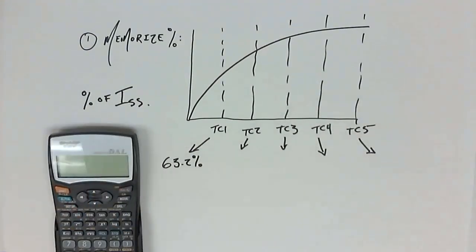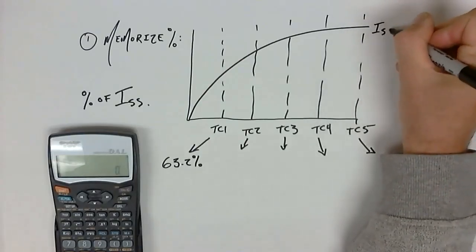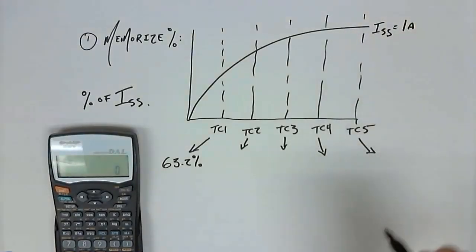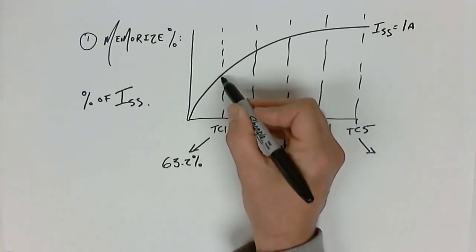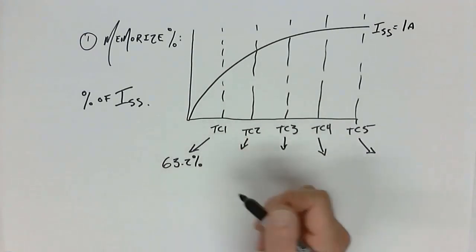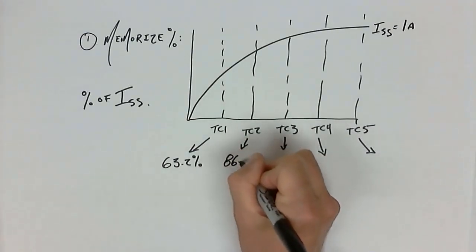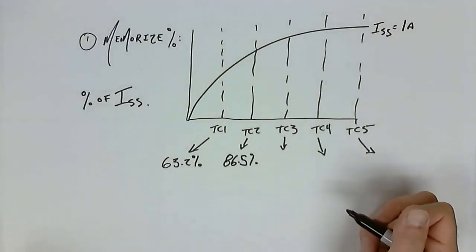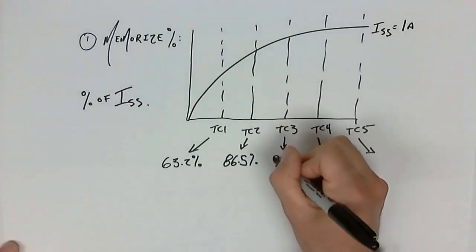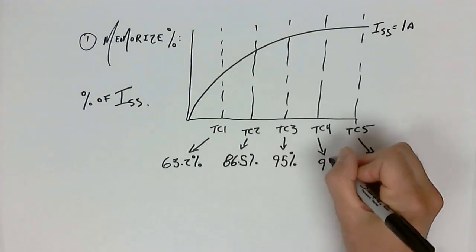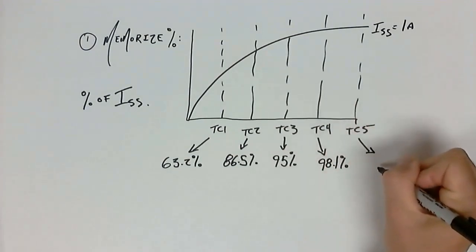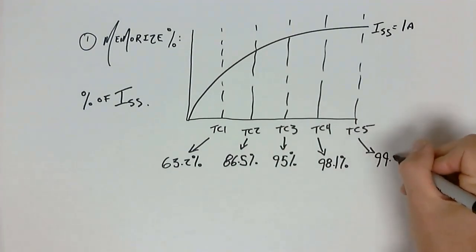So what you could do is take your calculator and take 1 times, because we said it was 1 amp, our steady state current. 1 amp times 0.632 would give me, well, obviously, 0.632 amps worth of current. Time constant 2 would be 86.5% of steady state. It's gradually increasing. Time constant 3 would be 95%. Time constant 4 would be 98.1%. And time constant 5 is 99.4%.